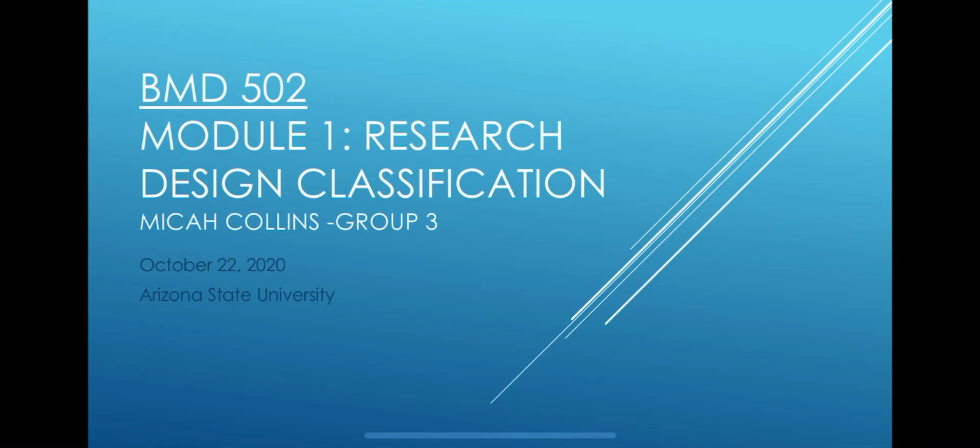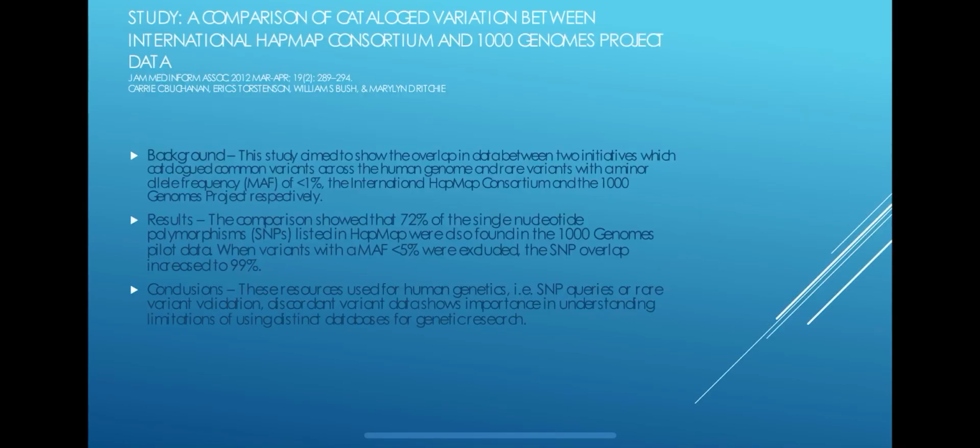Hello everyone. For this Module 1 discussion, I'm going to briefly go over a study which analyzed two separate catalogs of human genome variants. One completed by the International HapMap Consortium cataloged known common variants, while the other initiative, the 1000 Genomes Project, conducted a pilot study which collected genome sequences of 2,500 individuals to identify rare variants, including those with a minor allele frequency of less than 1%.